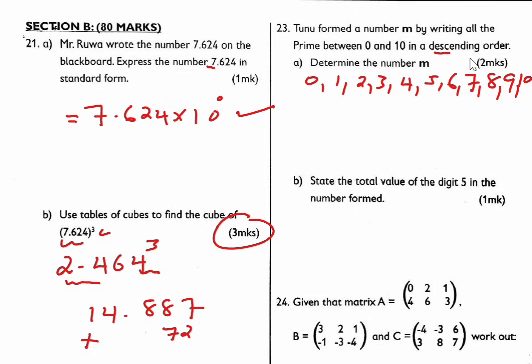So we're going to write all the prime numbers. Of the prime numbers, 2 is the smallest prime number. So you have 2. Another prime number is 3. Another prime number is 5. Another prime number is 7.